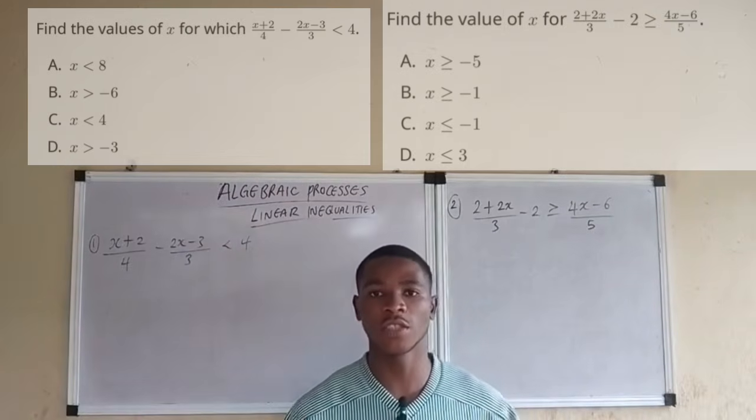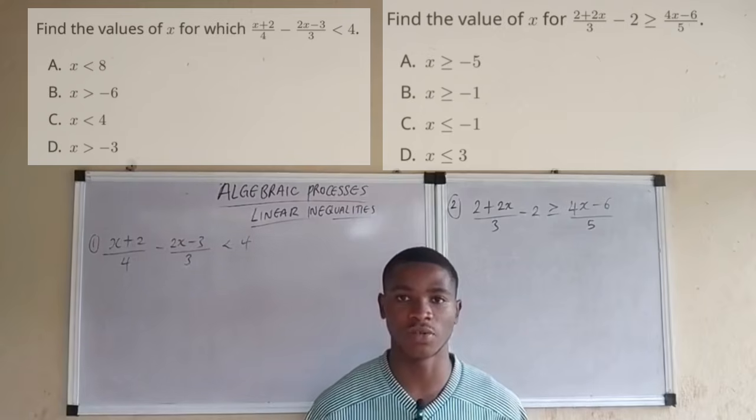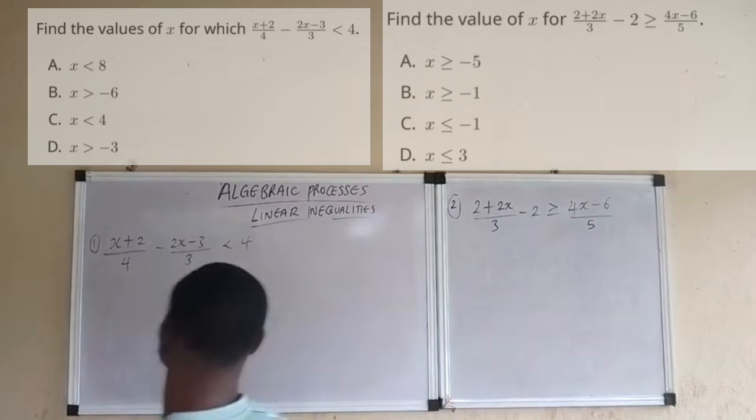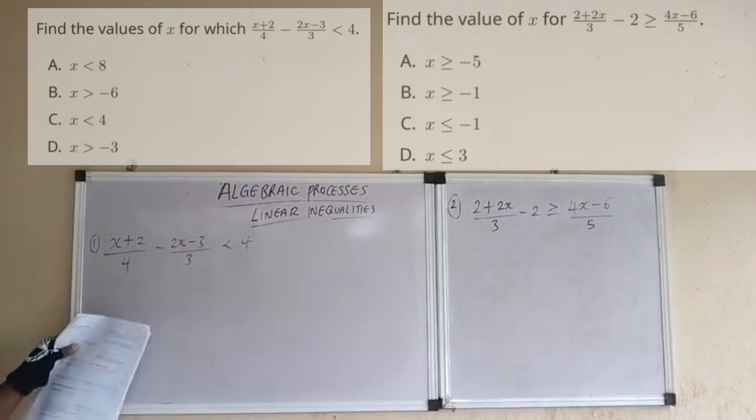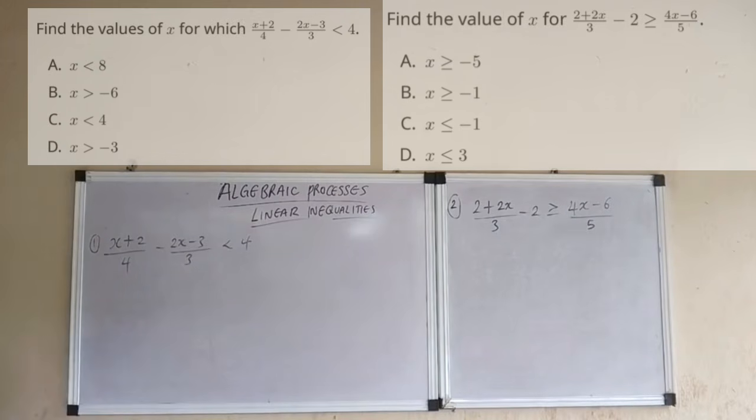All right, now let's look at these questions on linear inequalities together. Now, the first question here asks us to find the values of x. All right, let's find the values of x. So what you have to do first of all is to find the LCM and simplify this first aspect. So the LCM of 4 and 3 is 12. Okay, now you are going to divide 12 by each denominator and use the results to multiply their respective numerator. So 12 divided by 4 is 3.